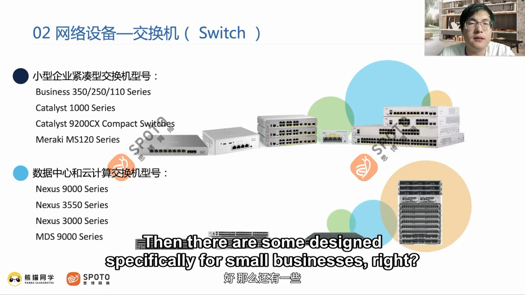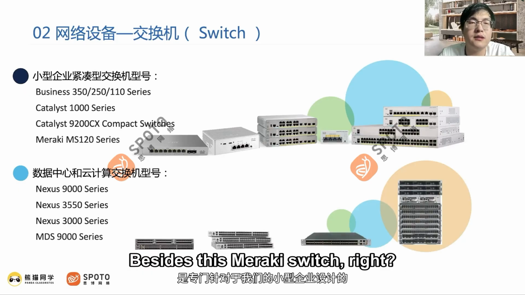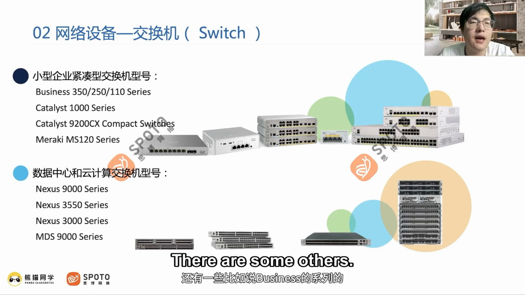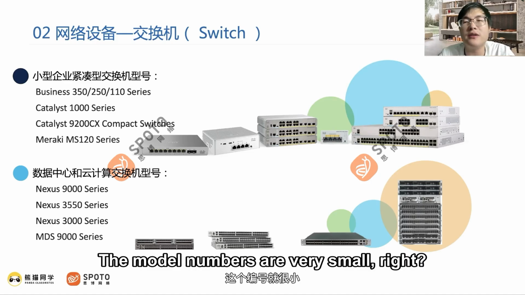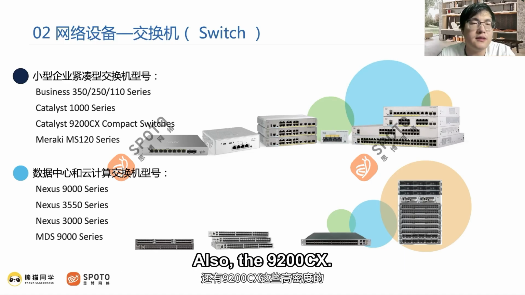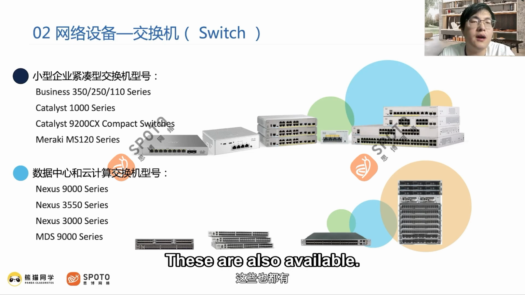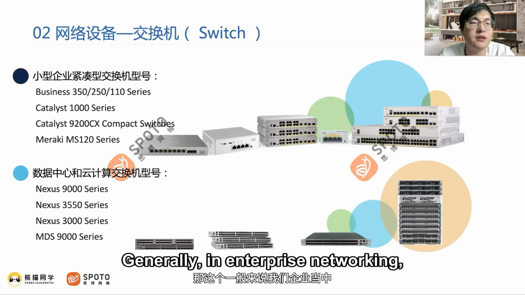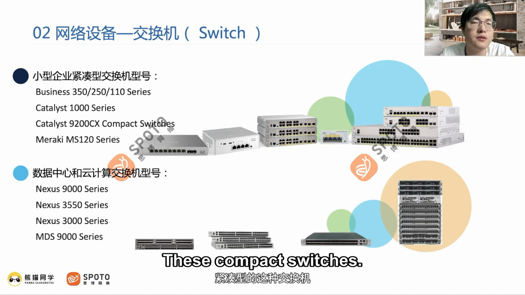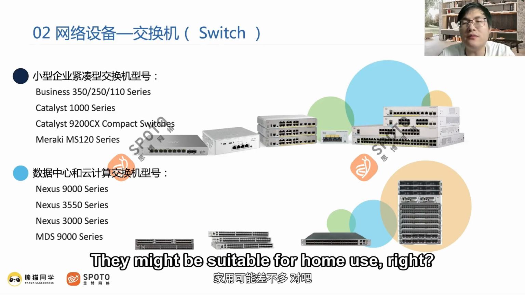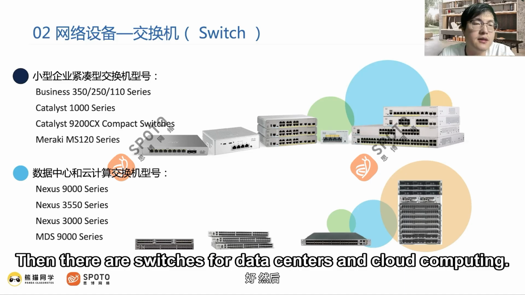Then there are some designed specifically for small businesses, right? Besides this Meraki switch, there are some others. For example, the Business series. Also, the Catalyst 1000 series. The model numbers are very small, right? Also, the 9200CX. These high-density portable switches are also available. Also, generally, in enterprise networking, these are quite rare. These compact switches are relatively small. They might be suitable for home use, right? Then there are switches for data centers and cloud computing.